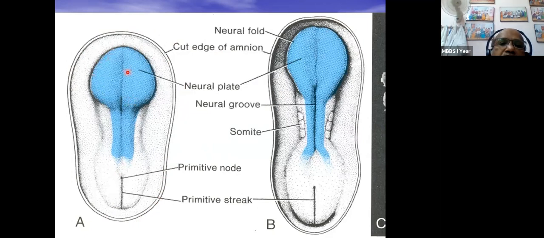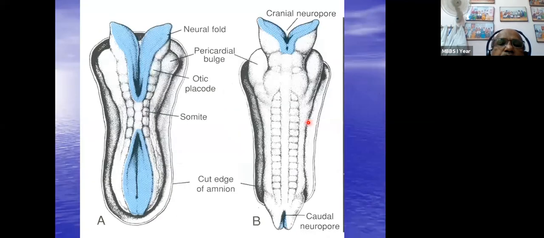Now this is the neural plate that is formed by the proliferation of neuroectodermal cells. Now a central depression takes place in that. That is the neural groove. Later on, the margins of the neural groove fuse to form the neural tube. So now you see the next picture. This is the beginning of formation of the neural tube. And this is the complete formation of the neural tube.